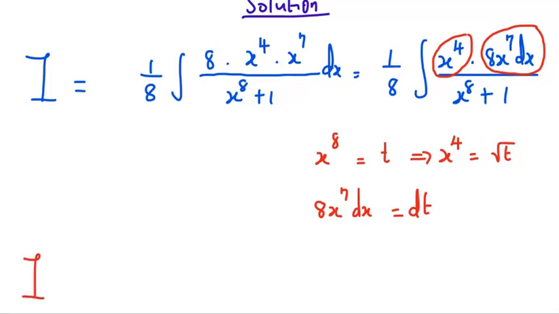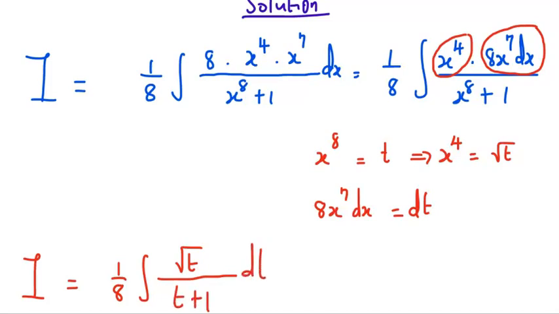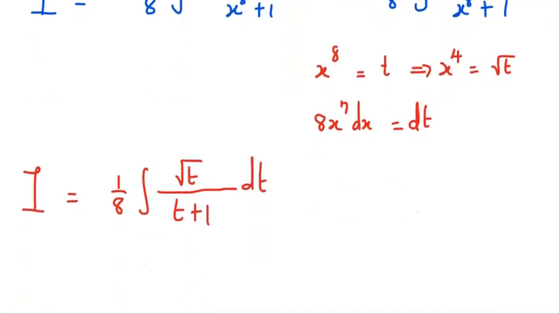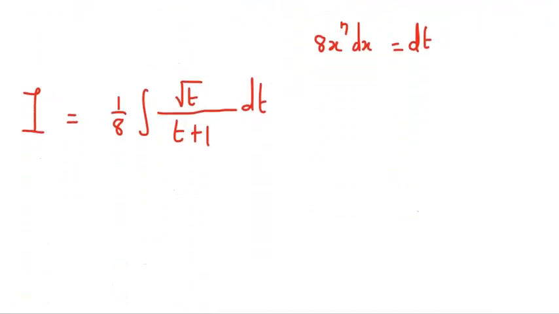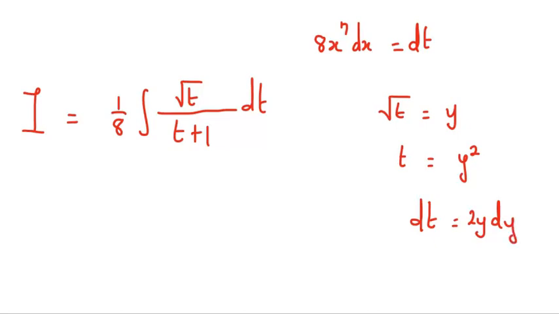Now, making our cool substitution, we're going to get 1 over 8 the integral of square root of t divided by t plus 1, and then dt. Okay, are we done? No, one more substitution, okay? So here we're going to let the square root of t equal y. Square both sides, we get t is equal to y squared. Differentiate both sides, we get dt is equal to 2y dy.